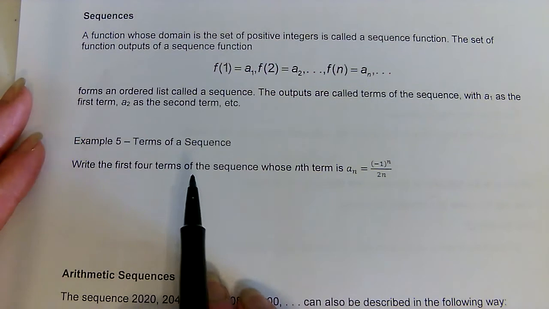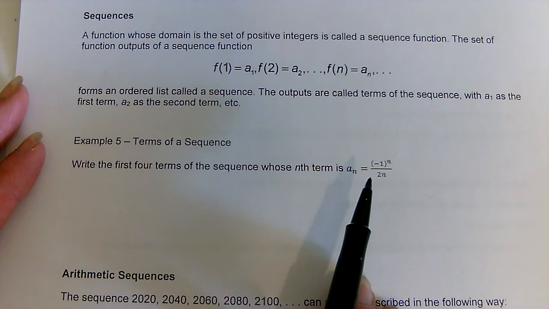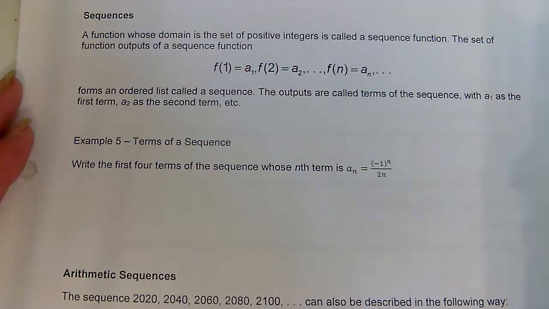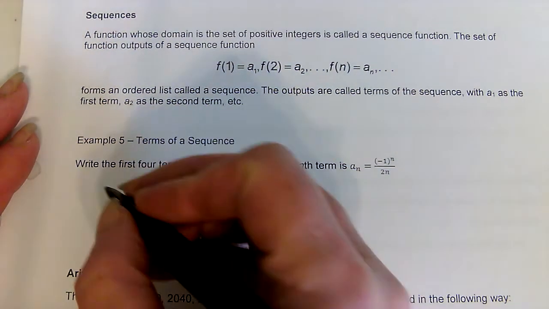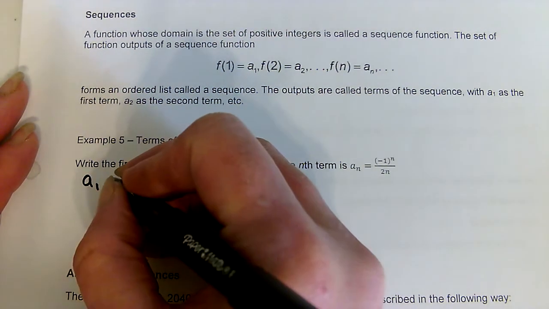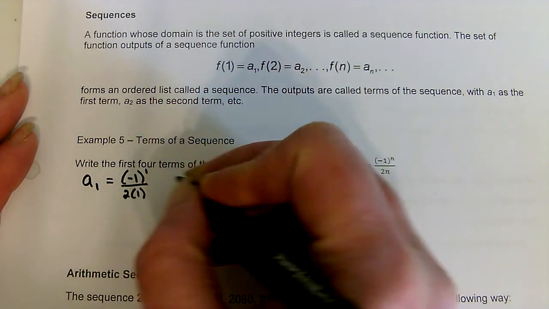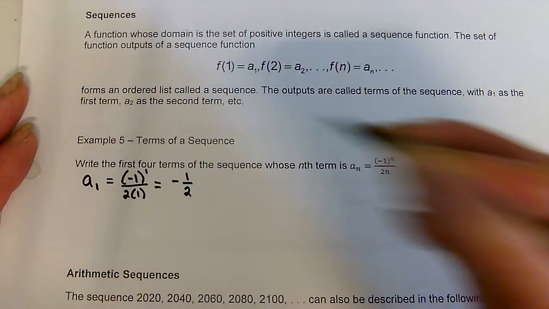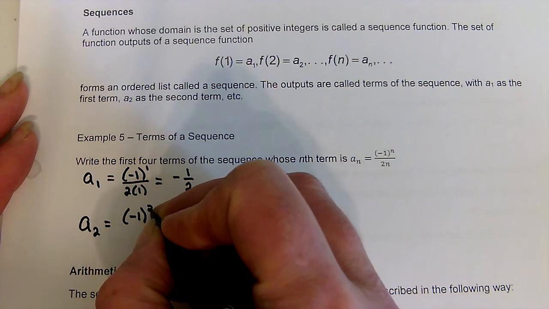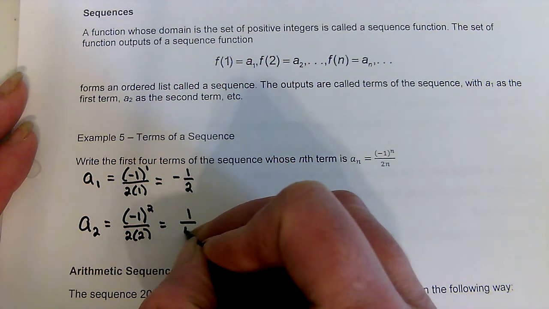So let's say we're going to write out the first 4 terms of the sequence that follows this pattern. In other words, n is the position it's in. So the first one, a sub 1, would be my first term. So I'm going to plug 1 in for n. And I'd have negative 1 to the first power divided by 2 times 1. That's going to give me negative 1/2. The second term, I'm going to be plugging in 2 for n. And so this would be a positive 1 over 2 times 2, which is 4.